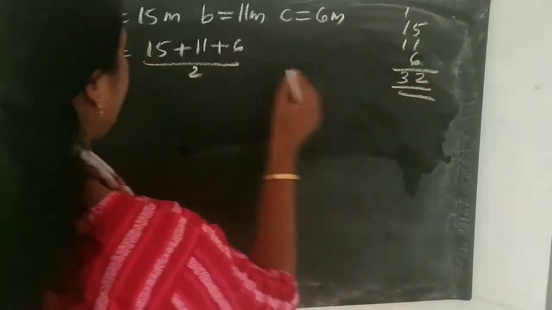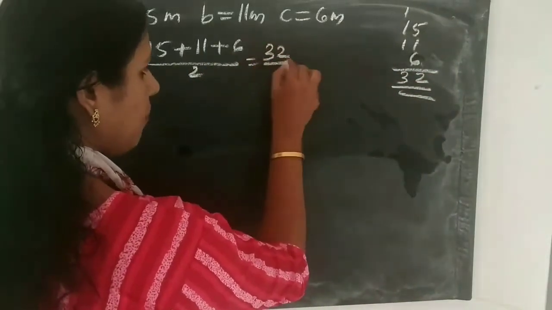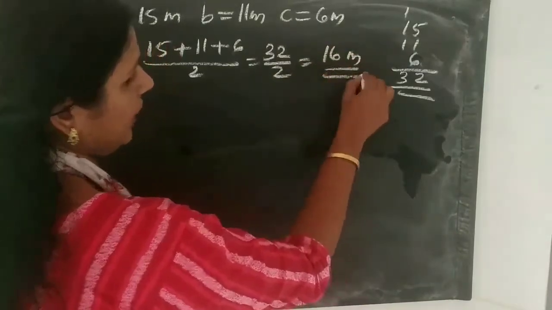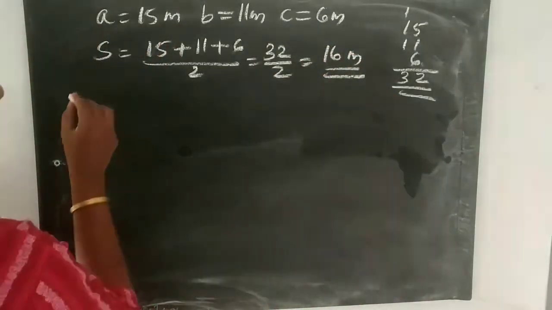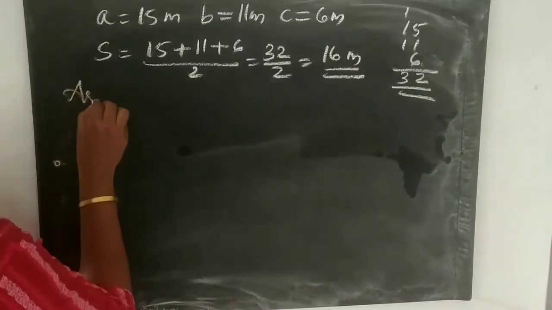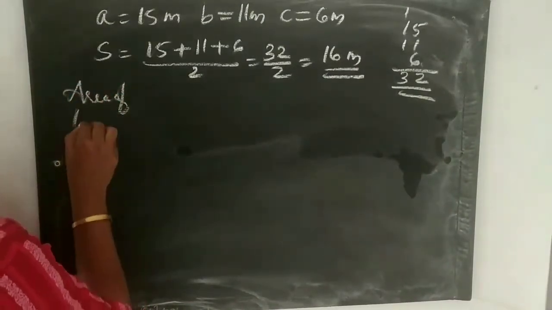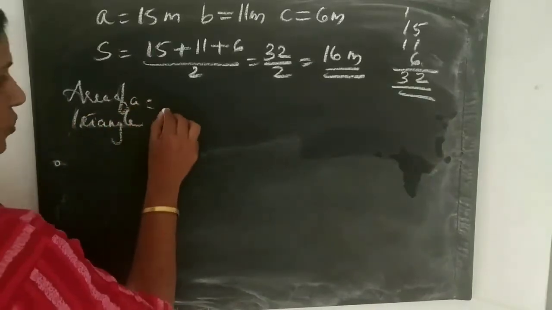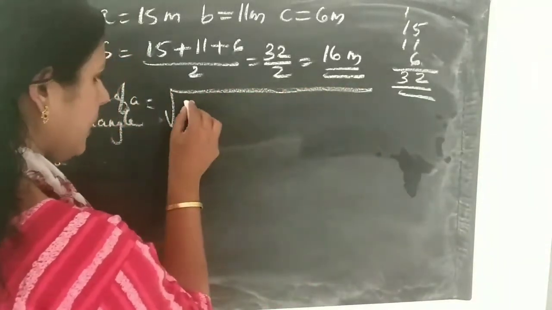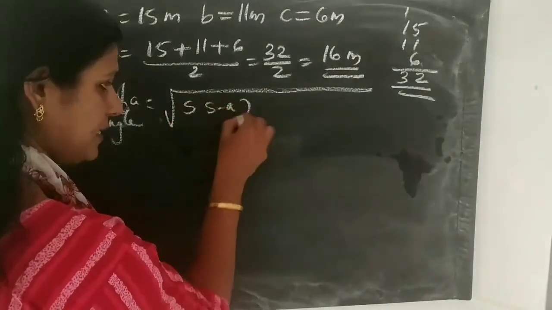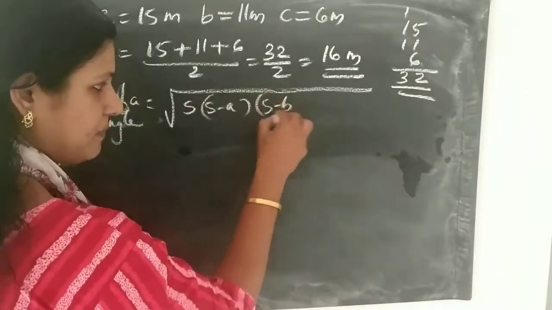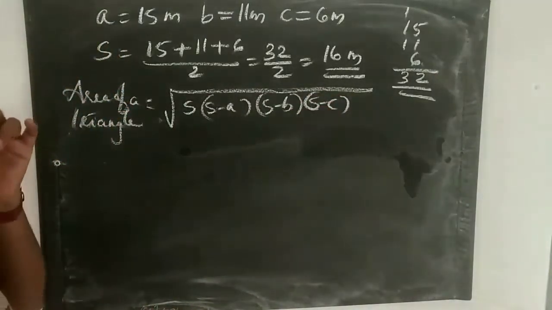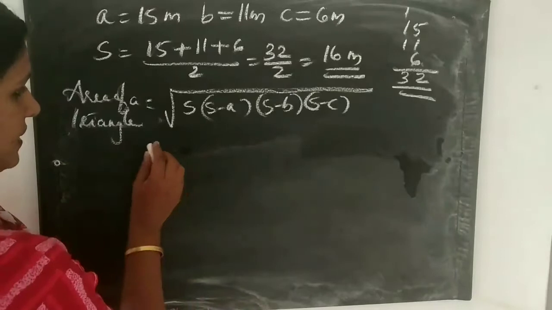And 32 by 2 is 16 meter. We get the values here. Then next we have to write the area of triangle. Area of a triangle equals root of S into S minus A into S minus B into S minus C. From this, S minus A, S is what?